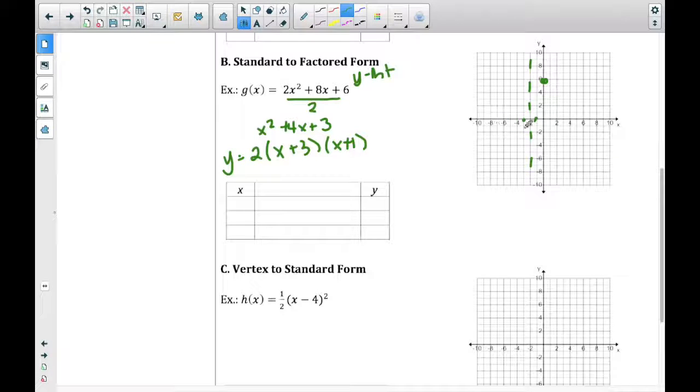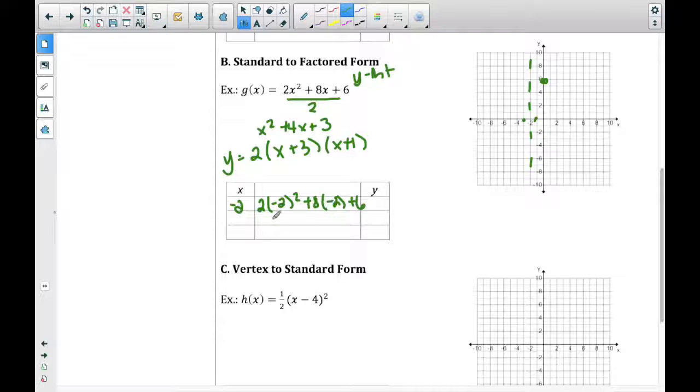Now, when I go to graph it, I know I have an x-intercept at -3 and another x-intercept at -1. My axis of symmetry is at -2. So that's going to give me my vertex eventually. So now I'm going to plug in. I like to plug into the original equation.